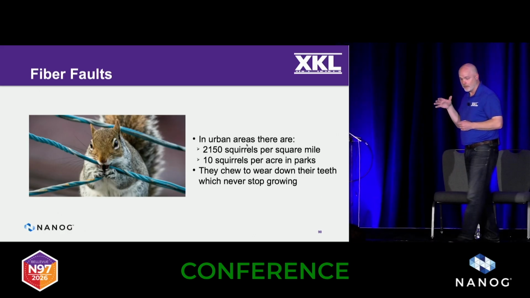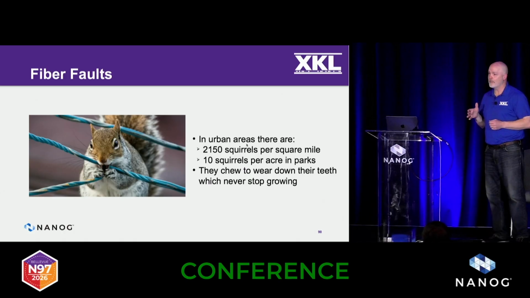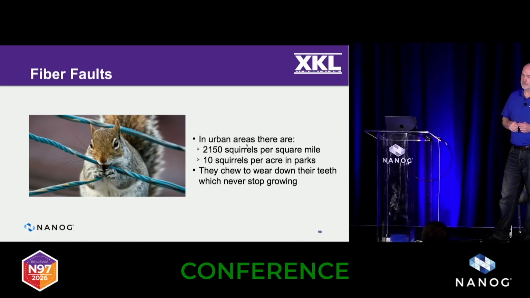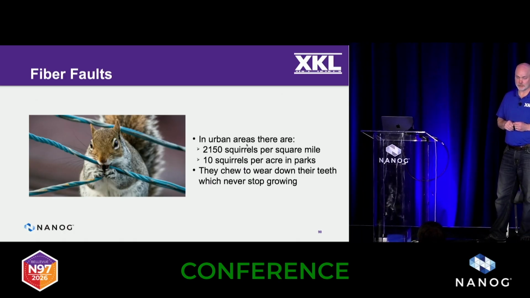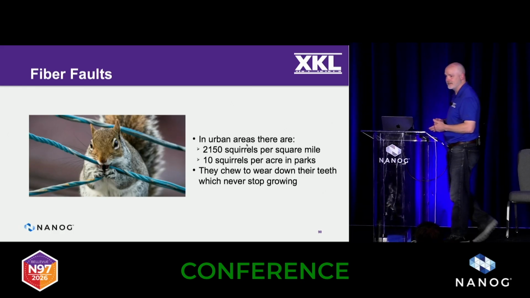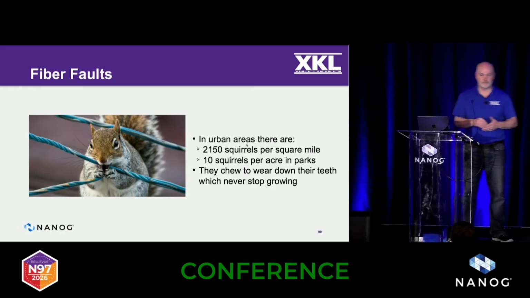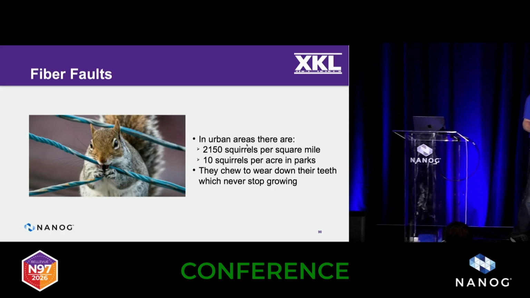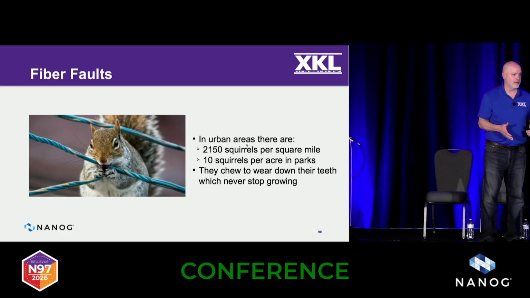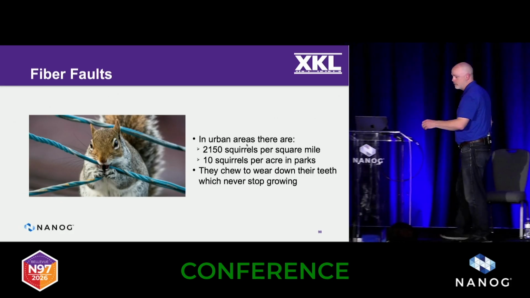Urban areas, 2,150 squirrels per square mile. 10 squirrels per acre. That's a lot of squirrels. And this is exactly what they do. Those teeth are always growing. I think it's like 9 inches a year or something ridiculous. This is real. So, be aware, right?